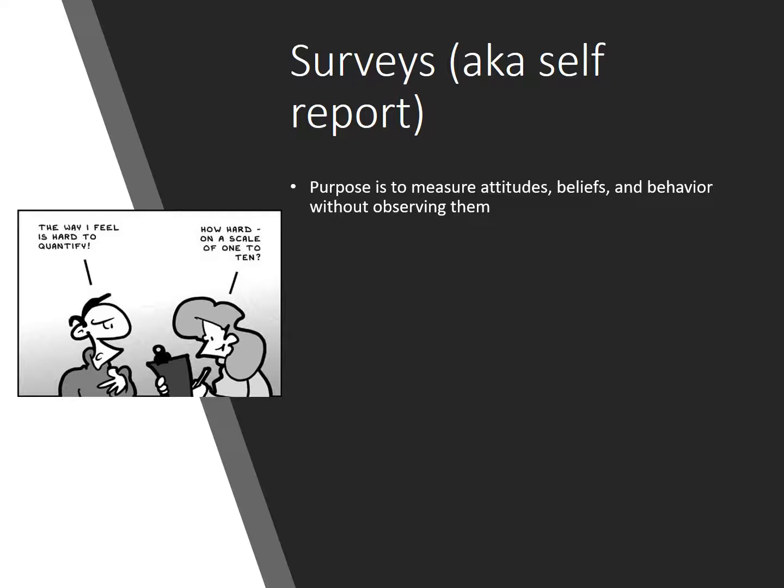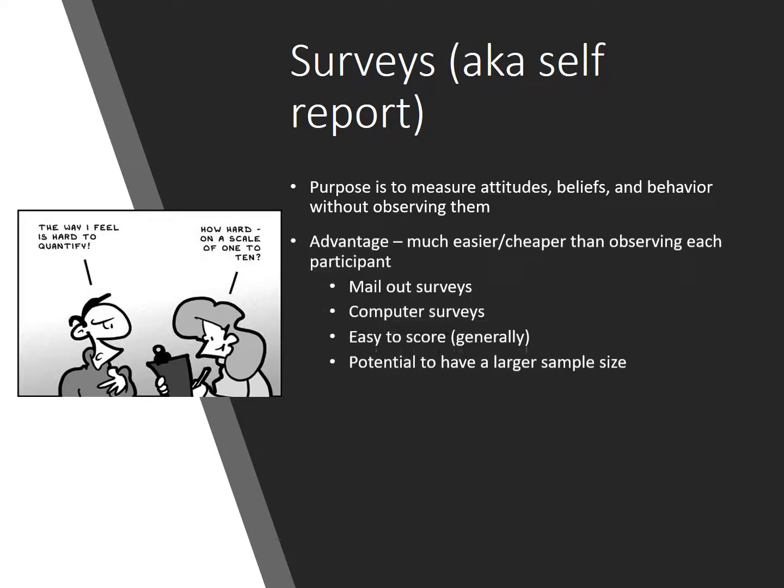And sometimes we can't observe the behavior because it's not something that we're privy to. So we ask people to self-report on that behavior. For example, if I was asking adults to report how much alcohol they drink, I probably can't follow around a bunch of adults for a month and observe how much they drink. Instead, I might just ask them to record on their surveys how much they drink.